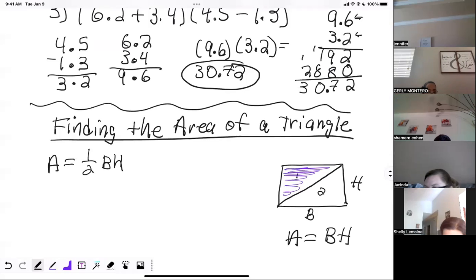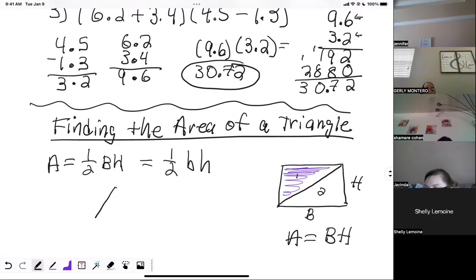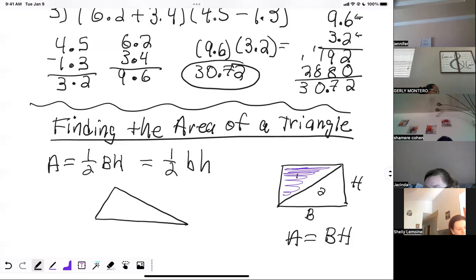And we do write it in lowercase letters, but I wanted to show you it's the same as that, base times height. So if I have a triangle, I need the base, I need the height, and I multiply it by 1/2. And that's sort of why it's in this section, because we have 1/2, which is a decimal and a fraction all together. Okay, so I am not the greatest artist, so hold on here.